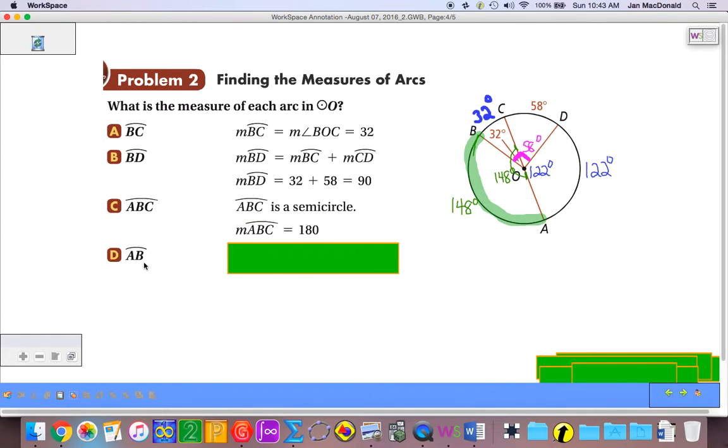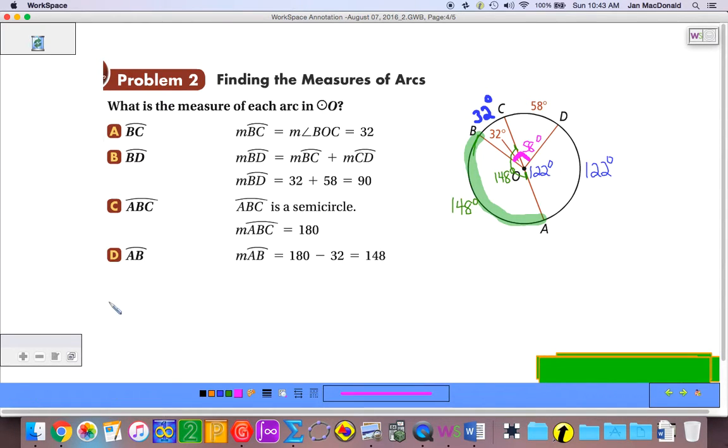And finally, what's the measure of arc AB? And the measure of arc AB is 148 degrees. We have that clearly written here. Let's add another question. Let's call it E.